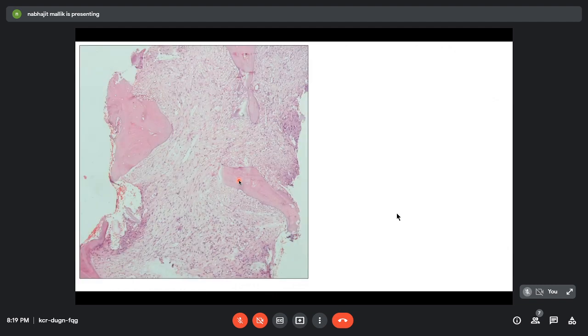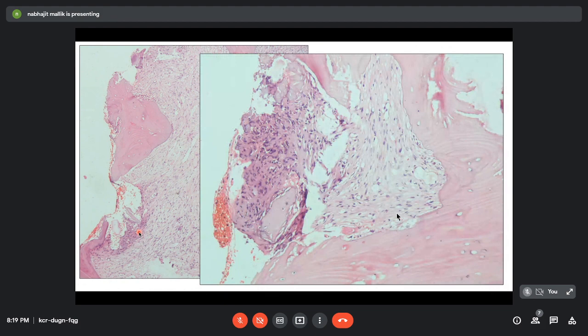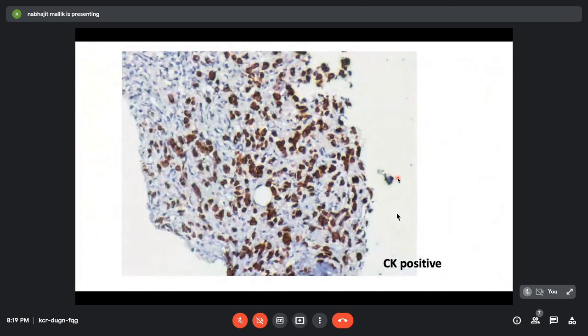But when we did the bone marrow biopsy, we saw that it had a lot of fibrosis and some strange-looking cells were seen. We took a closer view, and again we saw a few focal areas where these strange-looking cells were present. They did not look like normal bone marrow cells, and so we went ahead and did immunohistochemistry on this biopsy, and this turned out to be positive for cytokeratin.